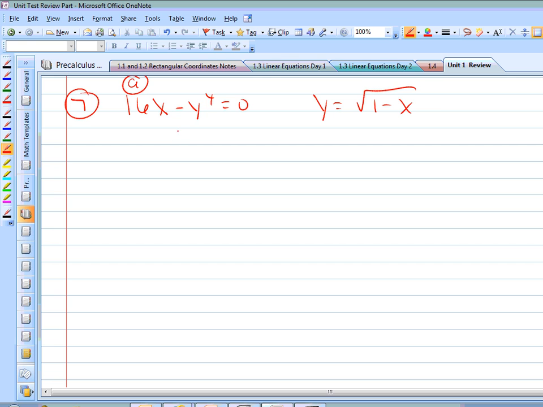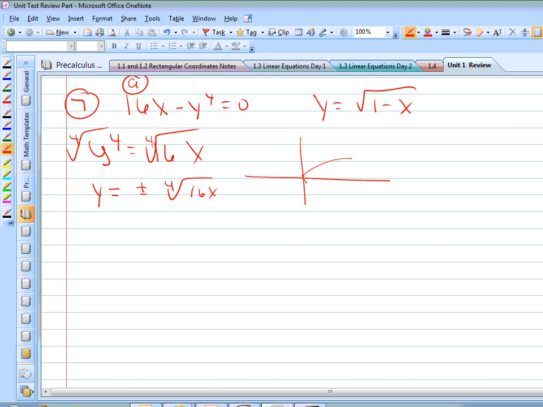So we're going to move the y to the 4th to the other side. We would get positive y to the 4th equals positive 16x. We would take the 4th root of this. When we take the 4th root, because we took an even root, it would be positive or negative, so y equals plus or minus the 4th root of 16x. Now, if you want to make that 4 times the 4th root of x, you can, but it doesn't really matter. What you need to know is that this graph all of a sudden is going to look like this.